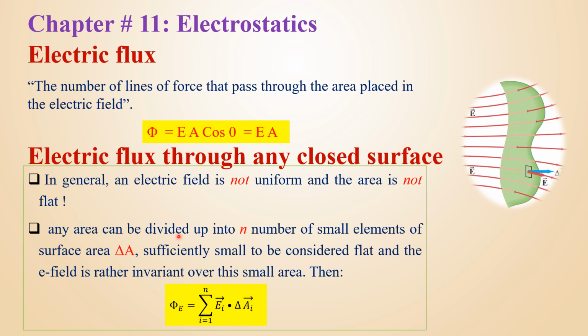Any area can be divided up into n number of small elements of surface area delta A, sufficiently small to be considered flat, and the electric field is rather invariant over this small area. So in this figure we can divide the surface area into small patches, and these small patches are small and flat, so we get a uniform electric field. We will find the flux through each small element of surface area delta A, and then we will sum up all the flux to get the total electric flux through this surface area.